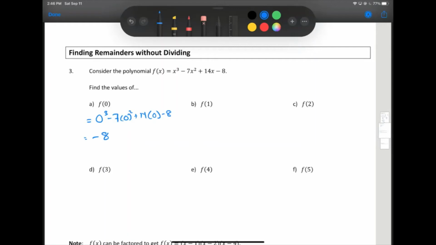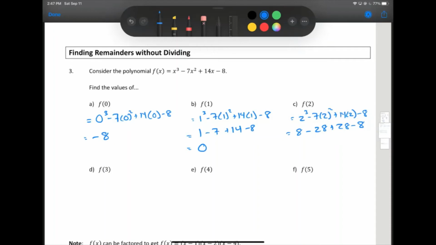If I plug in f at 1, that's 1 cubed minus 7 times 1 squared plus 14 times 1 minus 8, which is 1 minus 7 plus 14 minus 8. It's minus 6 plus 8 minus 8, which is 0. Okay, so when I plug in 1, I get 0 out. When I plug in 2, 2 cubed minus 7 times 2 squared plus 14 times 2 minus 8 is 8. 2 squared is 4 times 7 is 28, plus 28 minus 8. Actually, everything cancels out. We get 0 again.